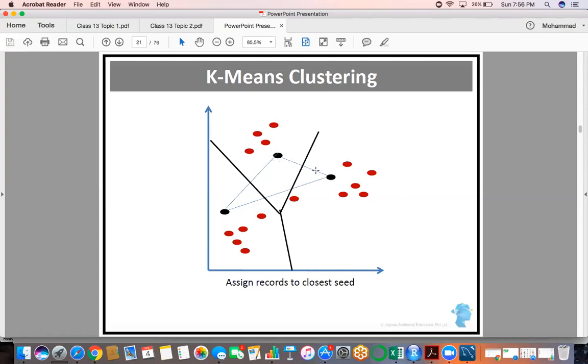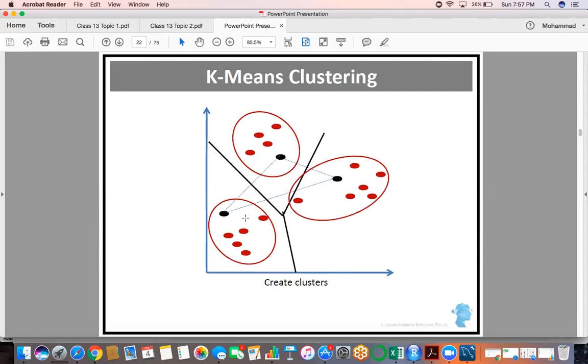So see, there are three centroids, and this particular line which we have drawn divides the entire data set into three clusters. So this is one cluster, this is two cluster, and this is third cluster. Okay, let's move ahead. So your cluster is formed using this centroid. Now k-means does not stop here.